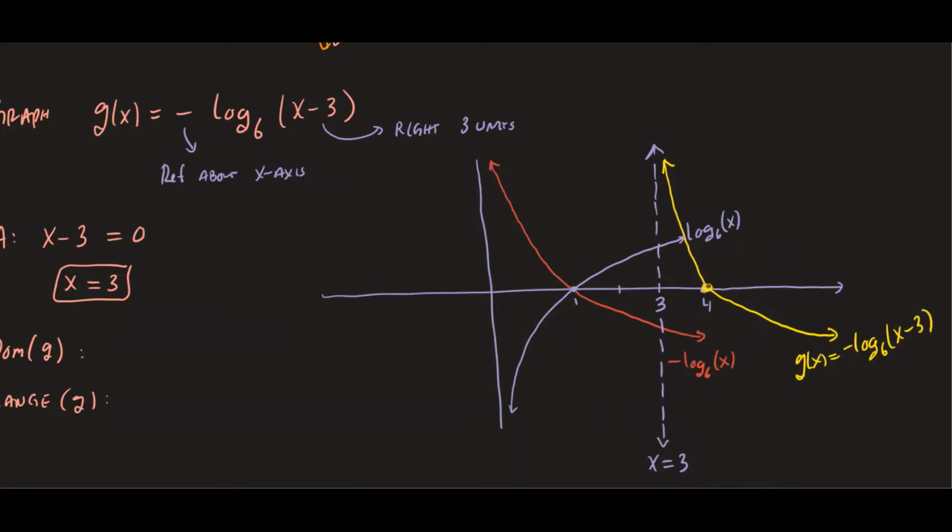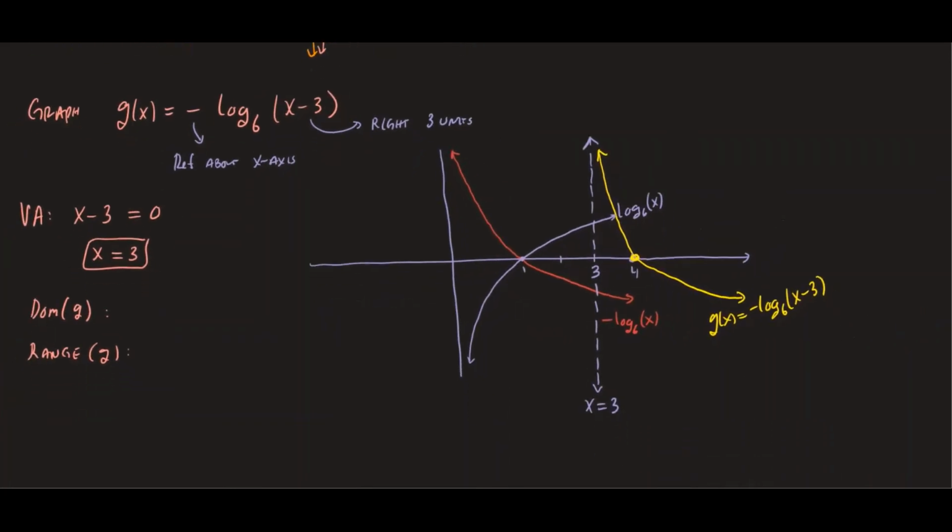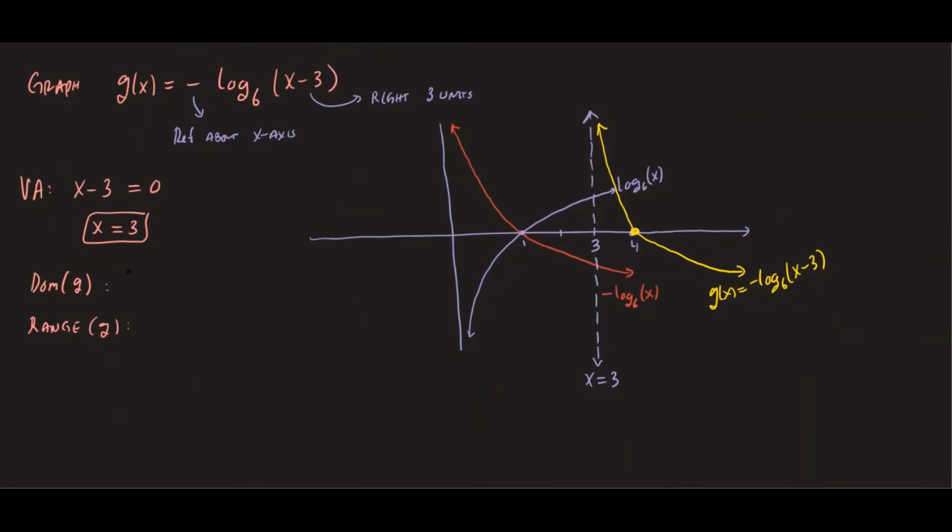And now from here we can identify the domain. The domain will start from the asymptote and go to infinity, and the range is all real numbers. So let's write down domain and range. So the domain is 3 to infinity, and the range is all real numbers. All right, so I hope this idea makes sense.